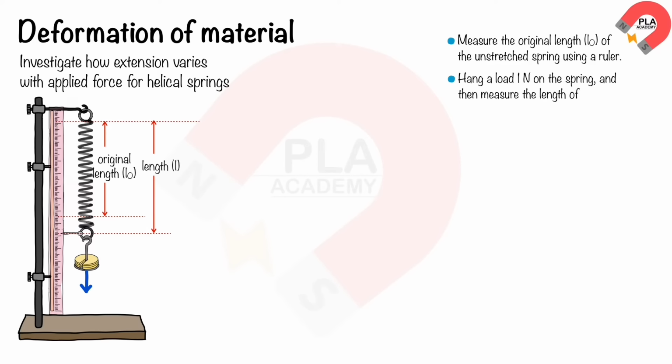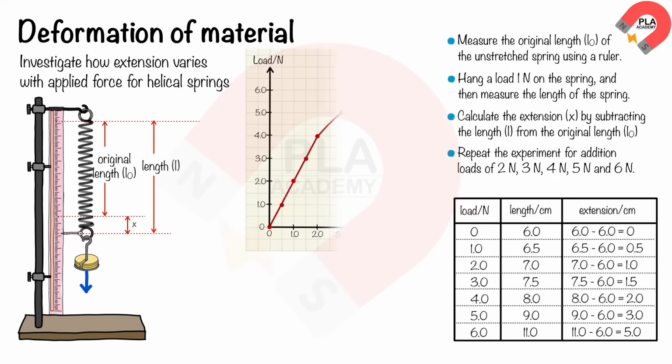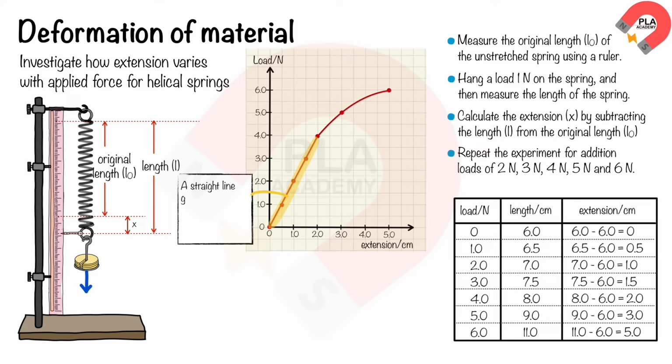Repeat the experiment for additional loads of 2 newtons, 3 newtons, 4 newtons, 5 newtons and 6 newtons. Record the results of the length of the spring and its extension in the table. Plot the graph of the load in newtons against the extension in centimeters as shown. We can conclude the results from the graph as follows. Here the result is a straight line graph passing through the origin of the axis.